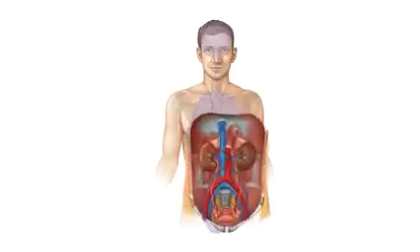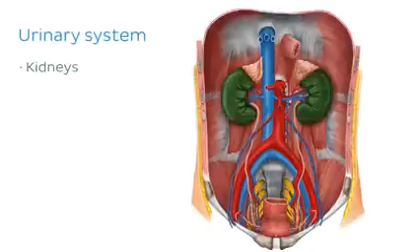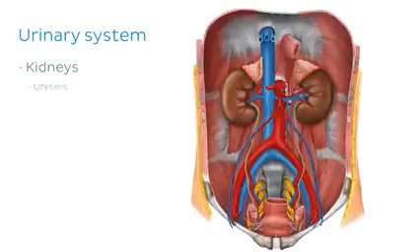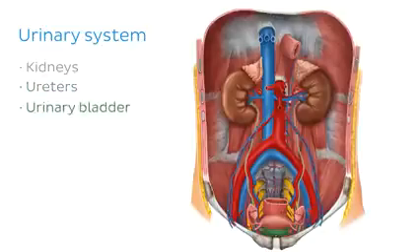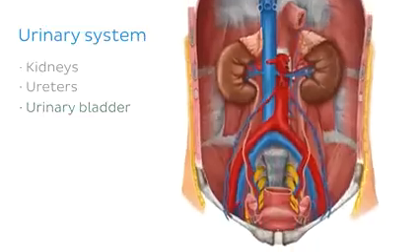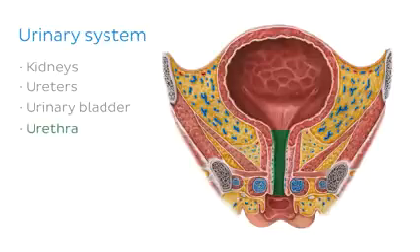Now looking deeper, we see that this system includes the kidneys, like we see here highlighted on this image of the abdomen, the ureters, which leave the kidneys and travel inferiorly within the abdomen, the urinary bladder, which we see in the lower pelvic region, and the urethra, which is located inferior to the bladder, and we can see if we change views to this cross-section of the pelvis, this image right here.